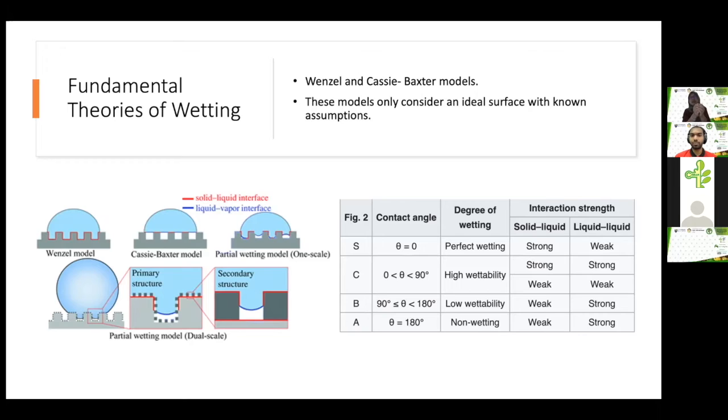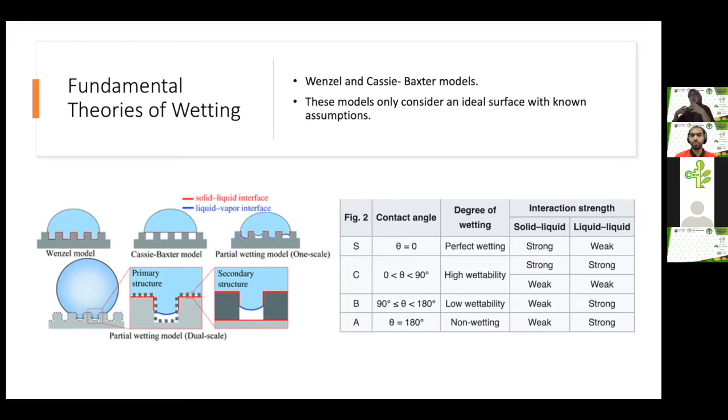And the solid-liquid interaction, meaning the interaction between the liquid and the surface, is weak. So then the water is going to be like one nice ball. So it's 180. So that's a very strong liquid-liquid interaction. So these are the current fundamental theories of wetting.